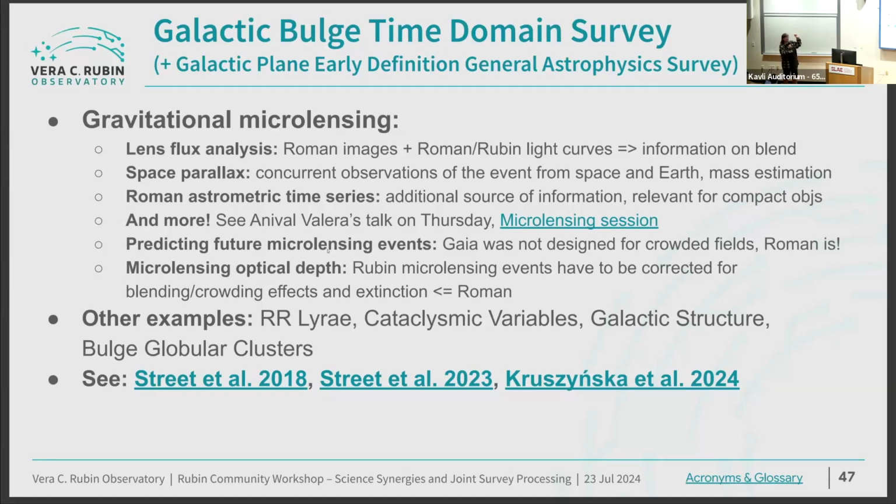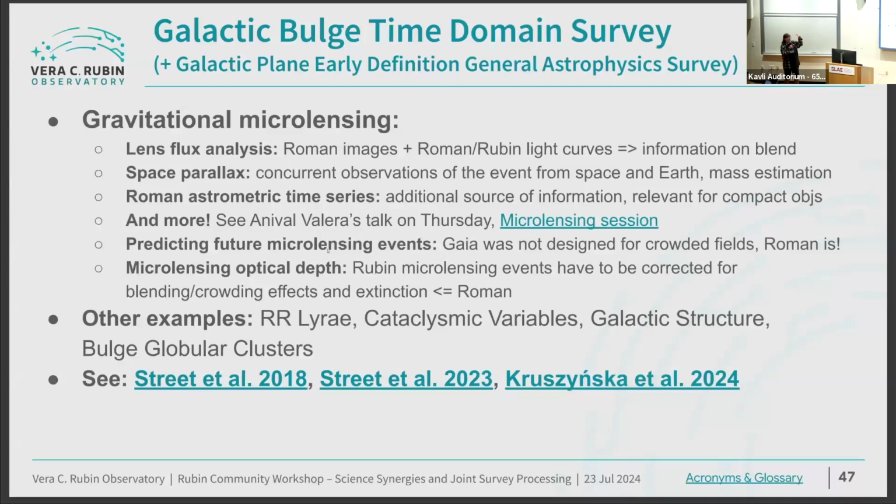The first thing which we can get out of just a single epoch is lens flux analysis, which is a very complicated thing. But in principle, we can constrain the blend coming from the light, which is very important in the galactic bulge. This is one of the important products coming out of the galactic bulge survey, but it's also important if we just do one single epoch in the galactic plane. This already gives microlensing a huge improvement for Rubin data.